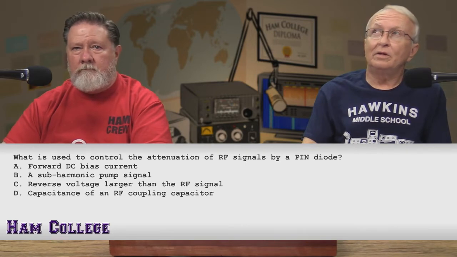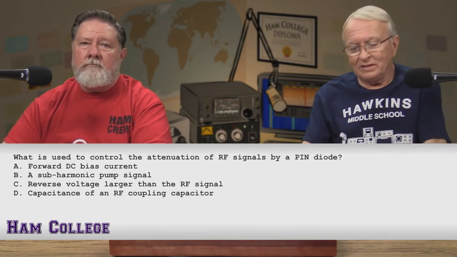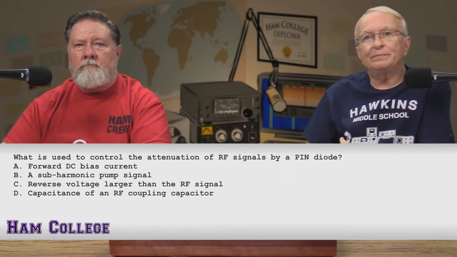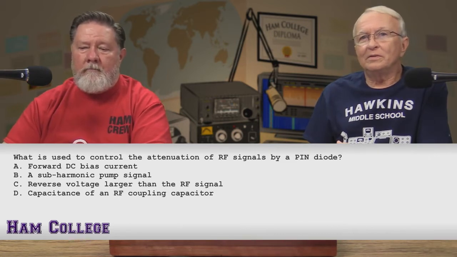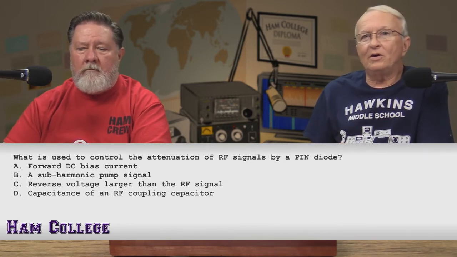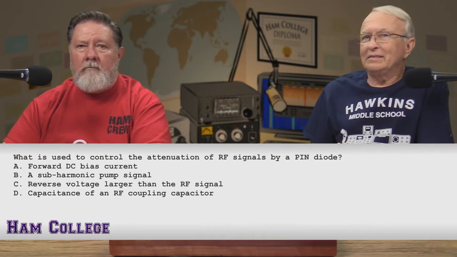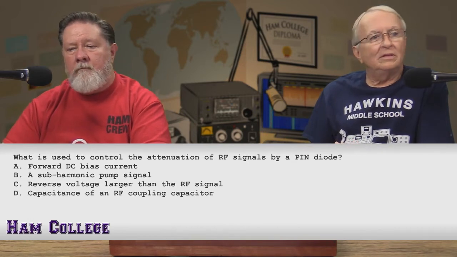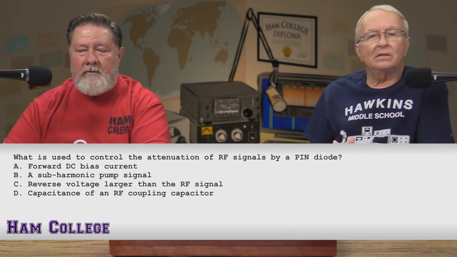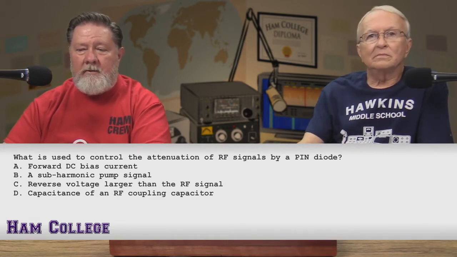Okay. Well, I remember we talked about a PIN diode being used as an RF switch or attenuator. Subharmonic pump signal. That's not it. Reverse voltage larger than the RF signal. No. Capacitance of an RF coupling capacitor. No. I'm going to say it's A, the forward DC bias current. Yeah, that's what the other ones that have answered said. Yeah. Not too many answers in there. Now they're starting to come in.